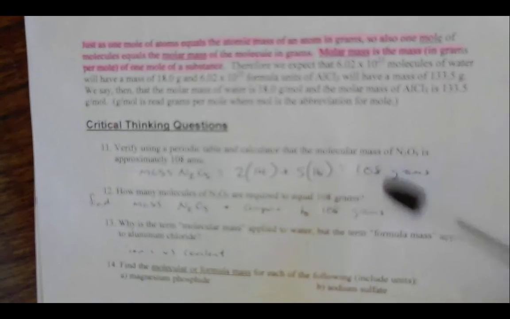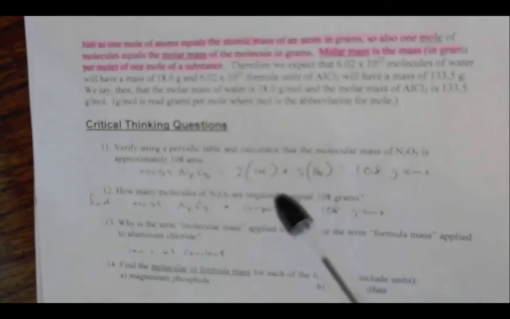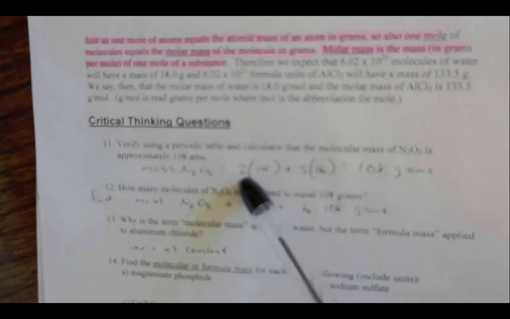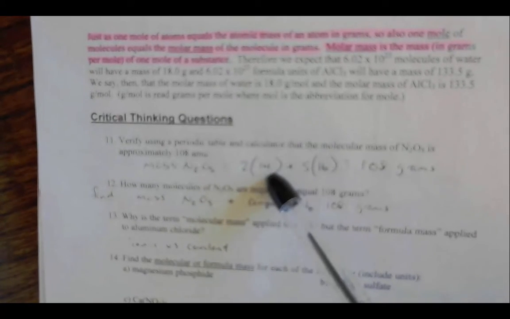So question 11. Question 11, we need to verify the mass of N2O5. So remember, we do this by using the masses on the periodic table. Again, it's hard to see, but I will explain it. So N2O5. So we have 2 nitrogens. So we take the subscript and we multiply it by 14. This was the mass that was found on the periodic table. Remember, it's a molecule, so we need to add.